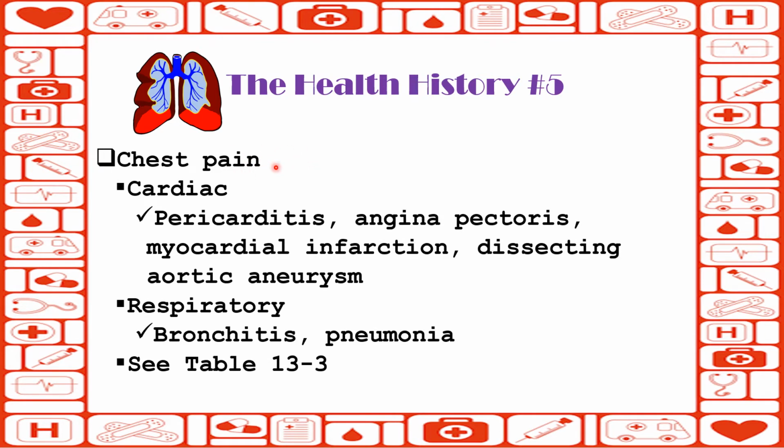So another finding could be chest pain. Chest pain may be caused by cardiac, respiratory, gastrointestinal, or musculoskeletal etiologies. So it is important that you take note of this. If the cause of the chest pain is cardiac, it could be pericarditis, angina pectoris, myocardial infarction, or a dissecting aortic aneurysm. But if the cause is respiratory, there could be bronchitis or pneumonia.